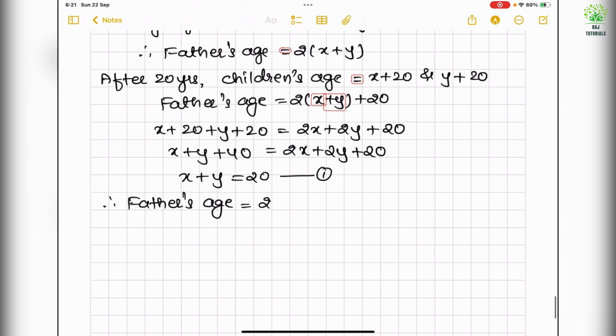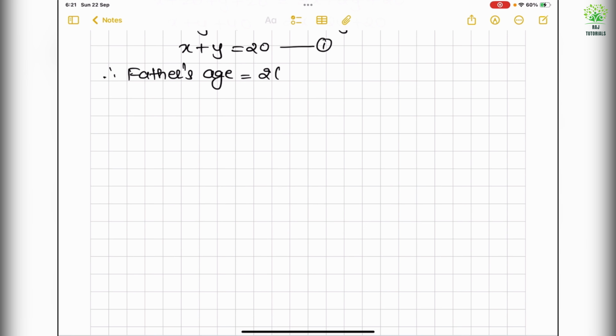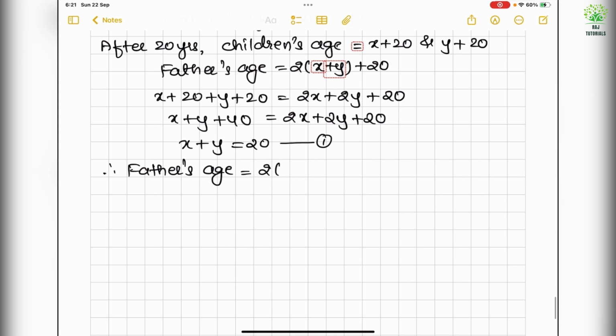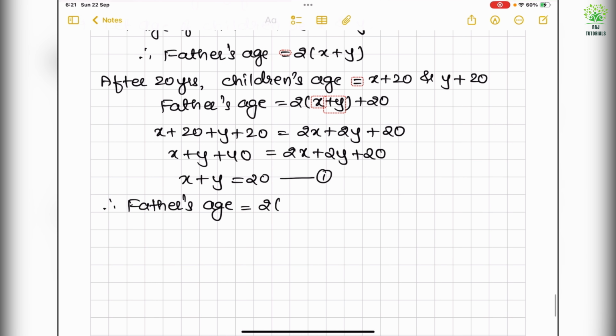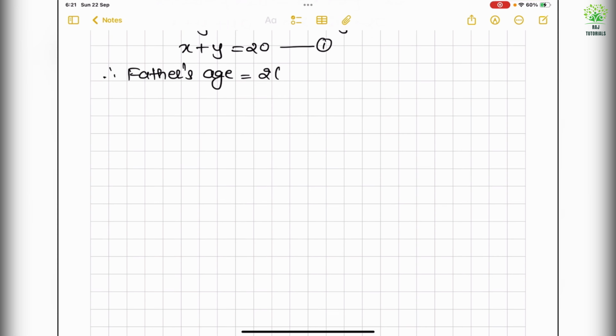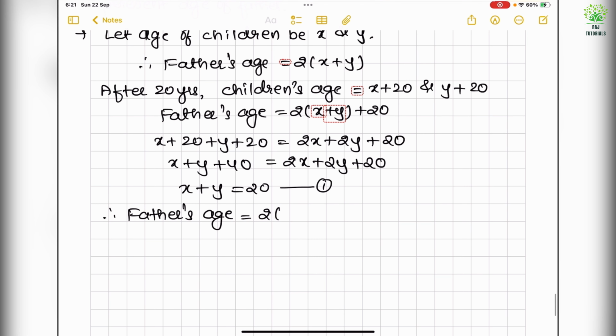Now, therefore, father's age is 2 into x plus y. So, using the equation, I am putting the value x plus y equal to 20. So, 2 into 20, that is 40.